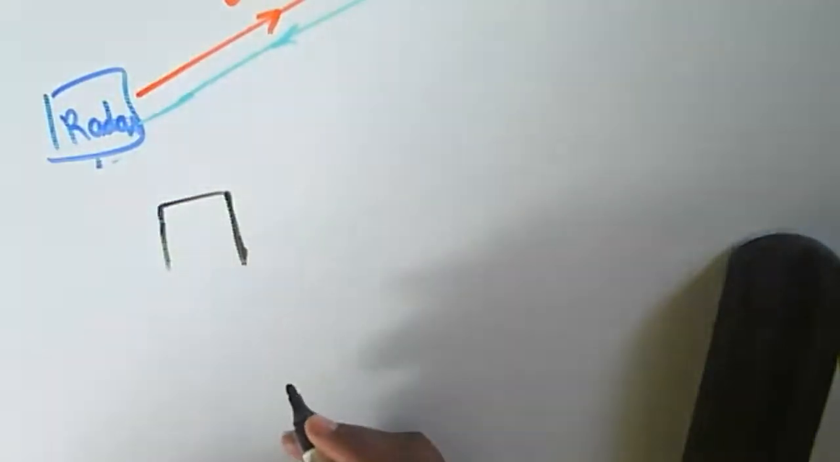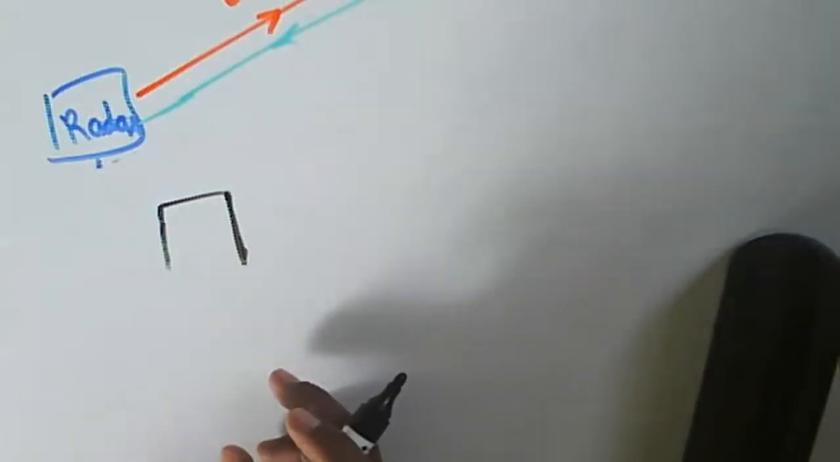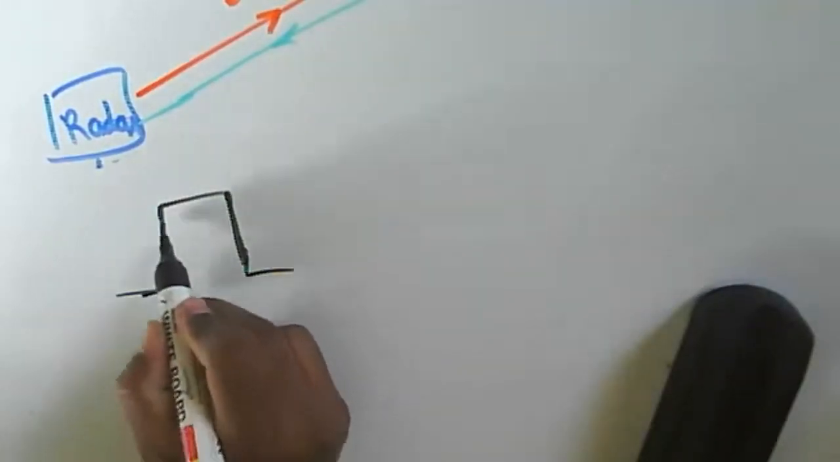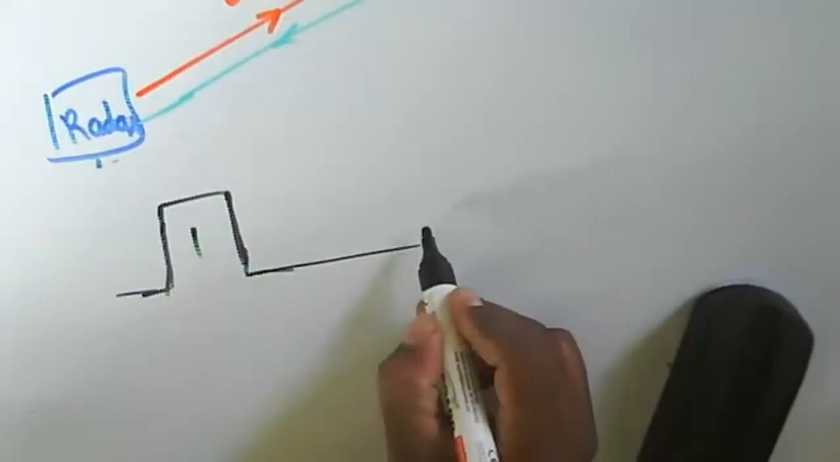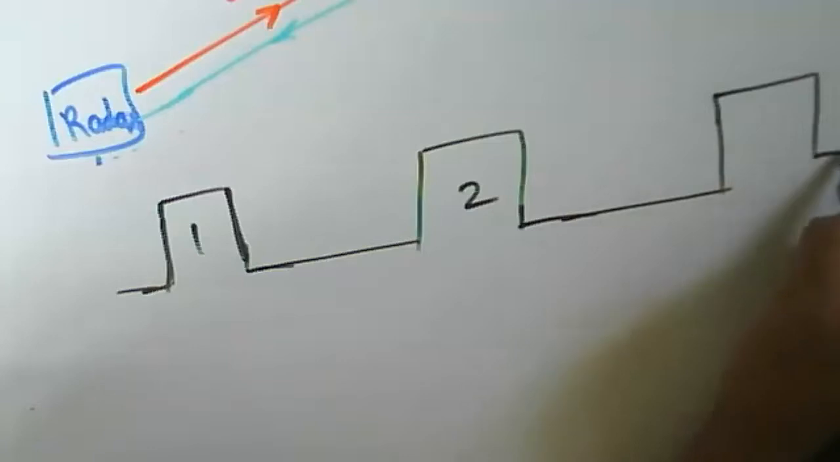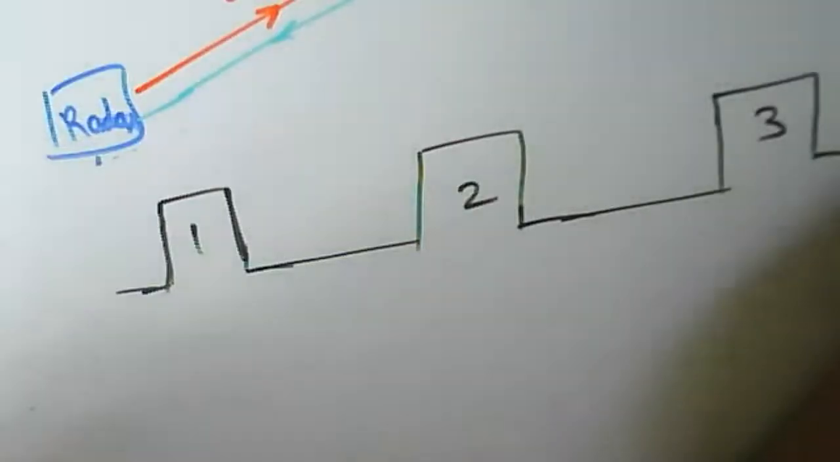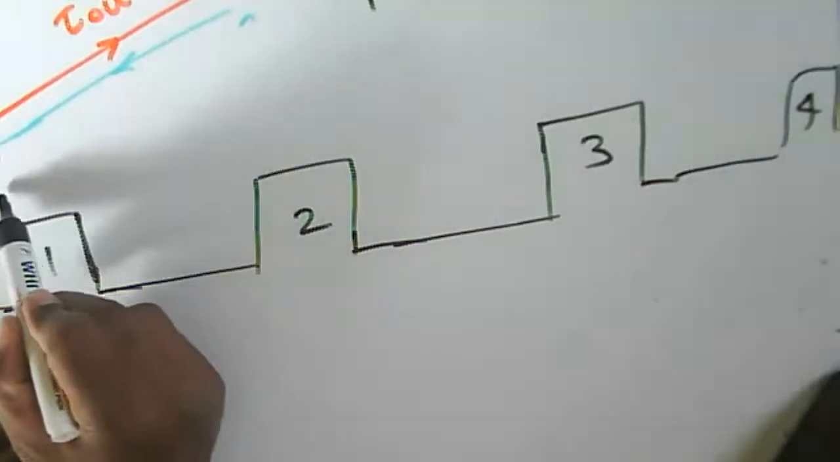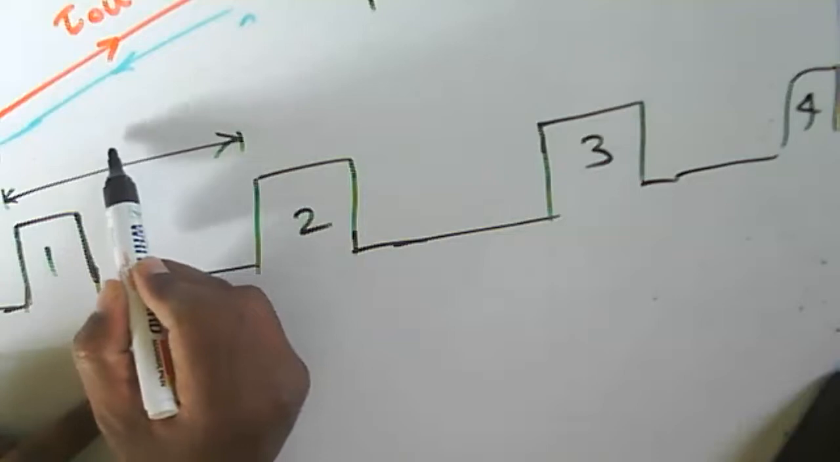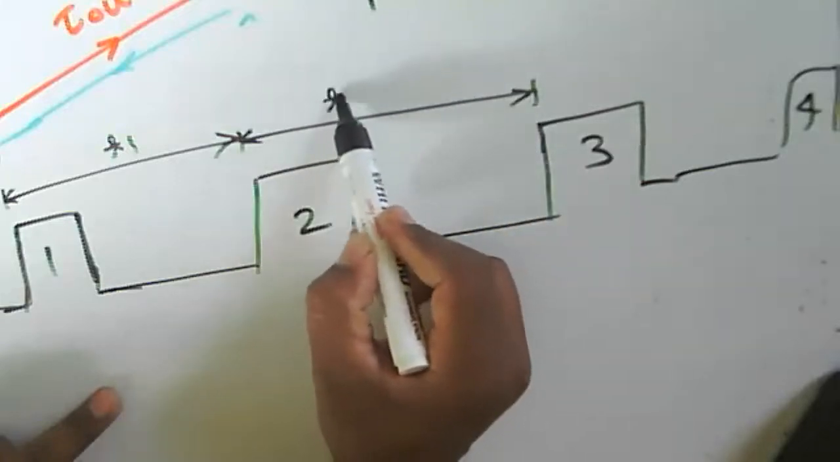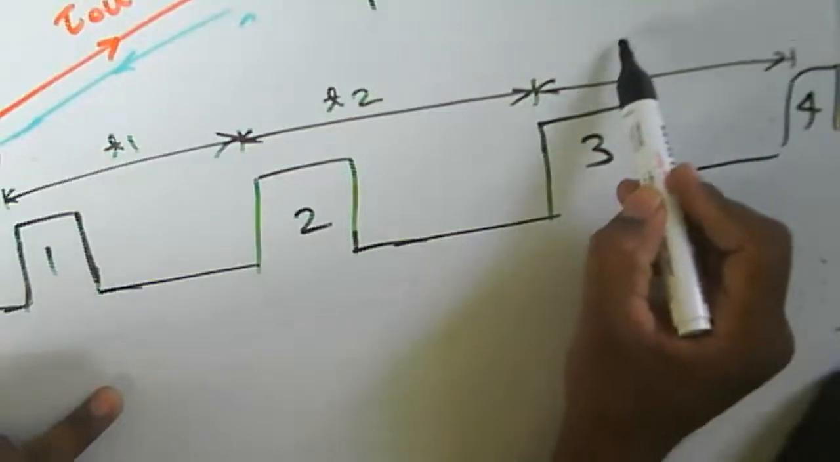In that case, we consider a pulse train in which the pulse repetition interval will be different. For example, consider pulse 1, then another pulse, pulse 2, then pulse 3, or pulse 4. Now consider the distance between pulse 1 and pulse 2 as T1. Then the distance between pulse 2 and pulse 3 is T2. The distance between 3 and 4 is T3.